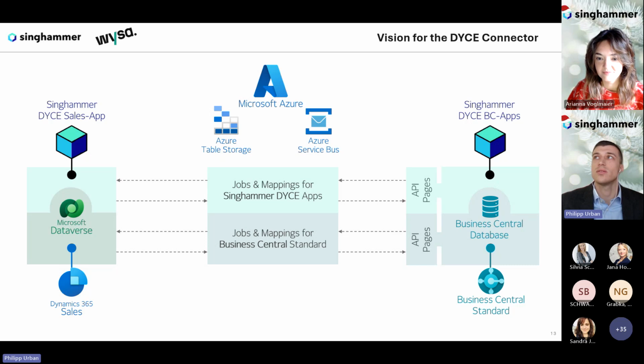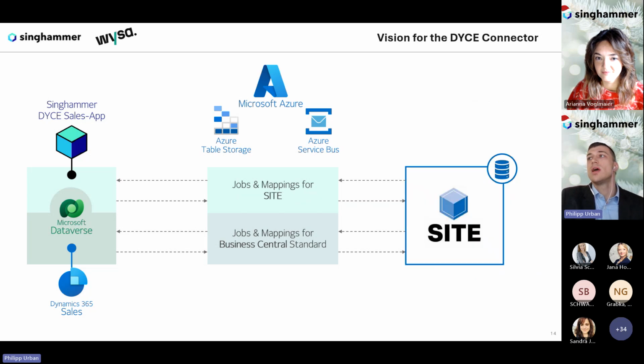The DYCE API Connector for Dataverse works also with standard entities. And on top of that, we have jobs and mappings for our DYCE apps. And soon there will also come the Singhammer DYCE Sales app with your IT-specific processes working right away in Dynamic Sales. On top of that, if you ask yourself, if you're a site customer with our on-premise solution, we can also connect Business Central and site on-premise with our DYCE API Connector for Dataverse.